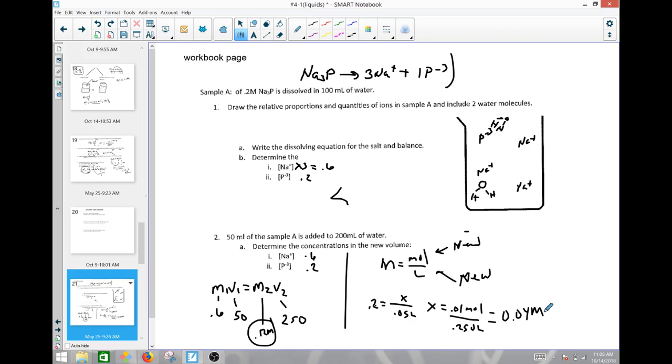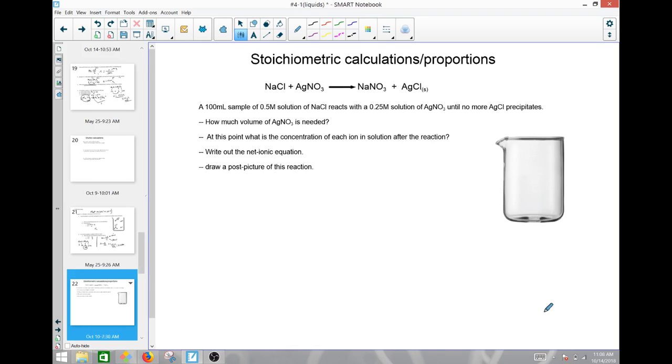Moles per liter. Next. All right, we're getting more into stoichiometry, but this is definitely in this chapter. So I have a 100 milliliter sample of 0.5 molar solution of NaCl that reacts with 0.25 molar solution of silver nitrate until no more precipitate, silver chloride, forms.